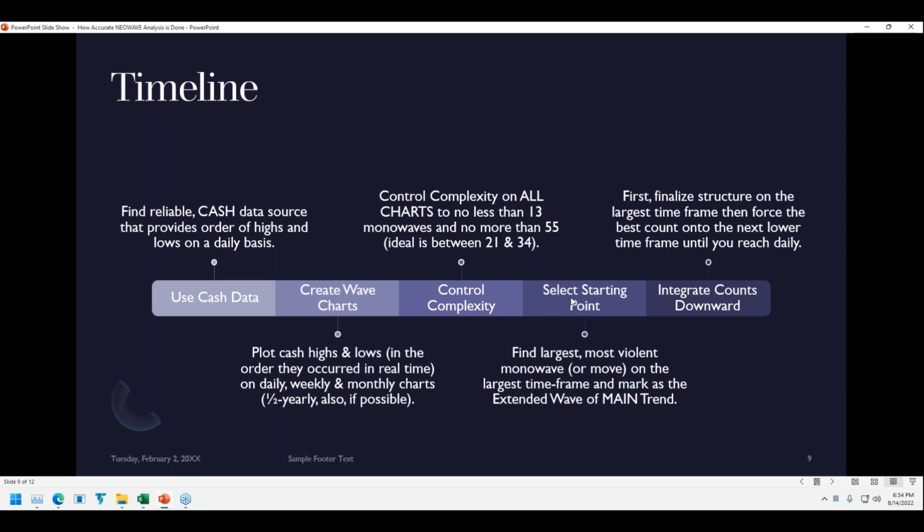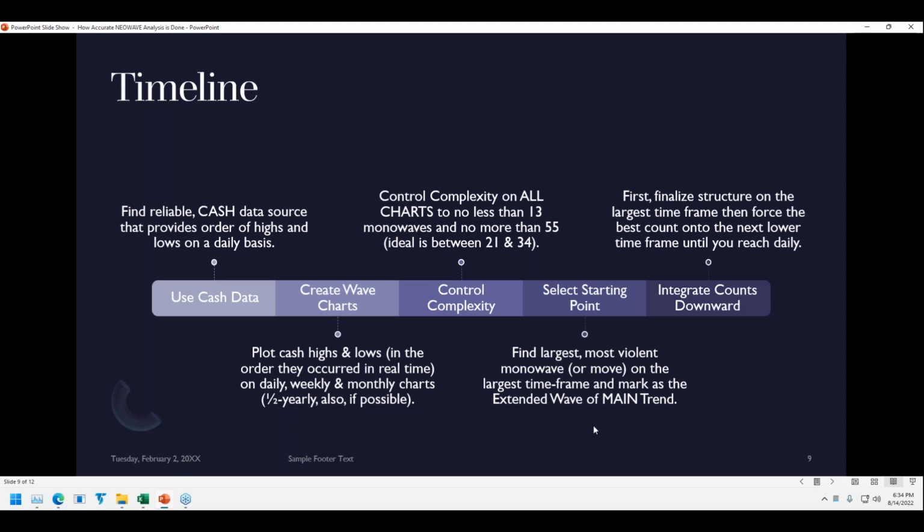And by the way, if you're not clear about what the count is on the larger time frame, there's no reason to move to a smaller time frame, because you're just going to be even more confused. You have to have clarity on the larger time frame to make shorter term analysis viable and effective.